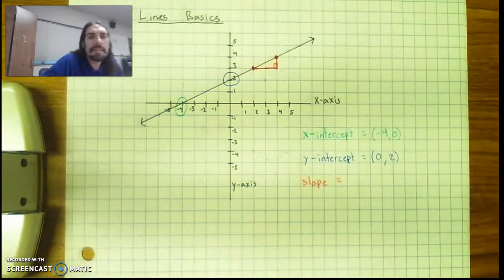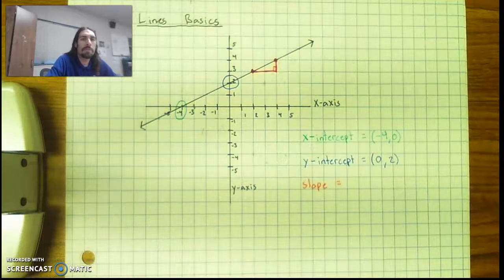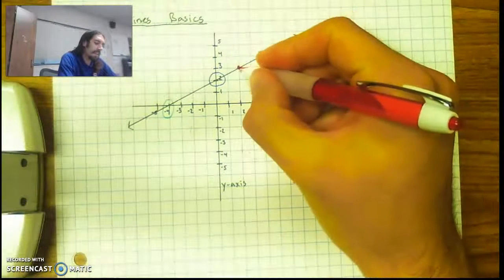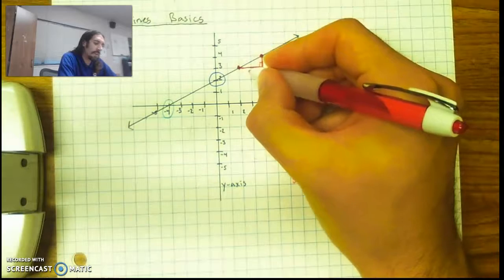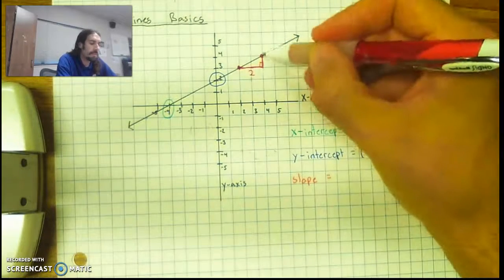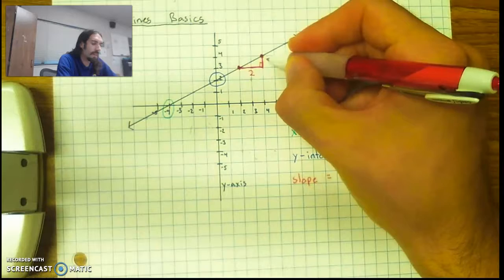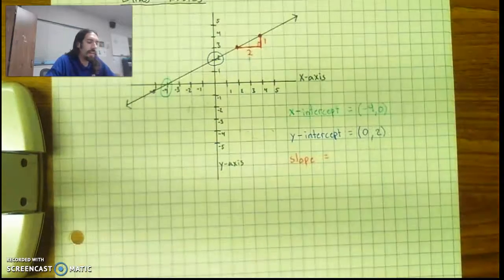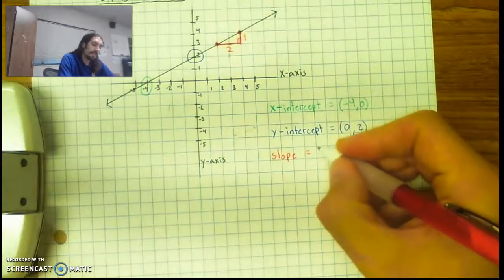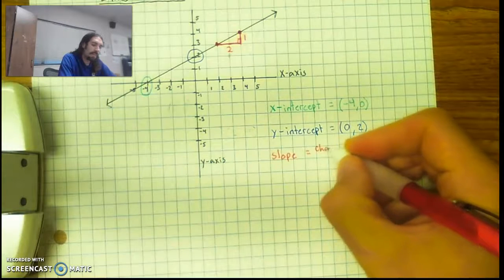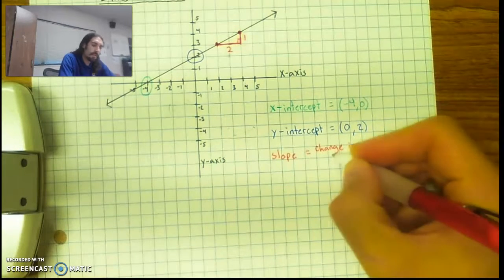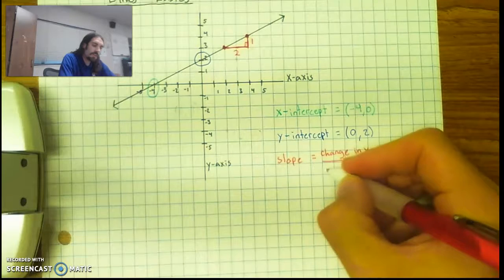And the idea behind this triangle is this tells you how much the growth is. So I can see right here that in the x direction, or the horizontal, I am increasing by 2 squares. And in the vertical, or the y direction, I'm increasing by 1. And when we think about slope, its definition is essentially change in y over change in x.